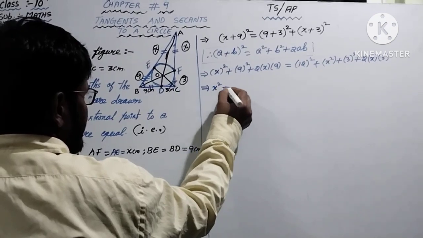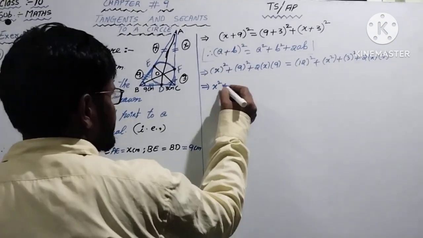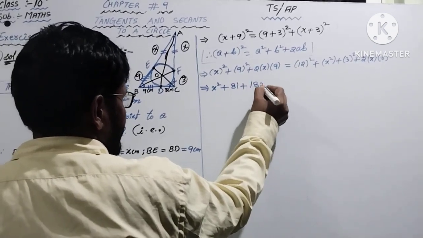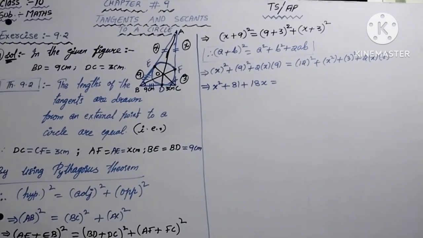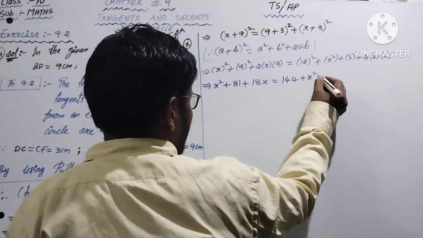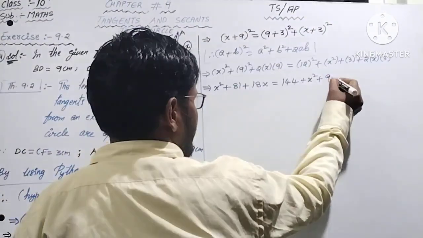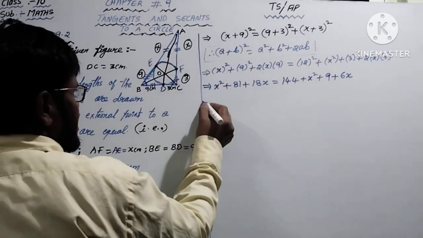X square as it is, right? Take 9 how many times? 9 into 9. 9 nines are 81 plus 2 nines are 18x equals to 12. Take 2 times. 12 into 12. 12 12s are 144 plus x square plus take 3 2 times. 3 into 3. 3 3s are 9 plus 2 3s are 6. X as it is. The next step.